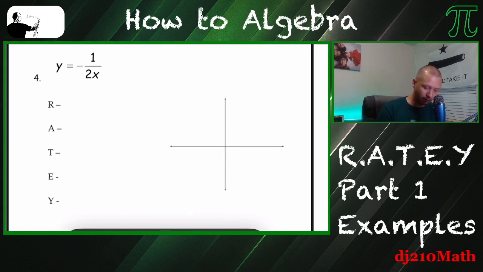All right. Number 4, set the top equal to 0. 1 equals 0. That's crazy talk. So there are no x-intercepts. Set the bottom equal to 0. So 2x equals 0. 2 times something is 0. X has to be 0. So there is a vertical asymptote at x equals 0. So at x equals 0, there's a vertical asymptote.